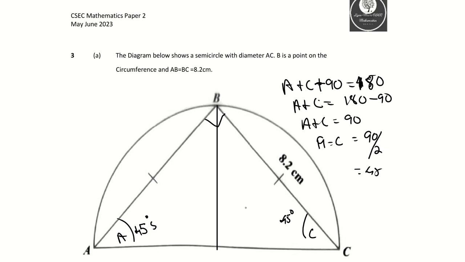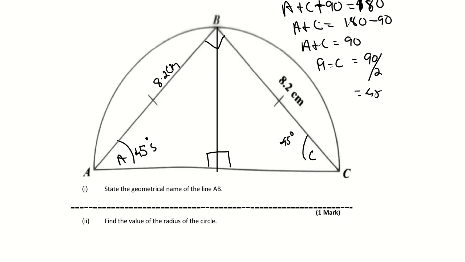We know if it intersects there, this is 90 degrees and this is 90 degrees. They said the circumference AB, this is 8.2 centimeters. So I just did everything from reading that. State the geometrical name of AB. Because it is from one side of the circle to the other, not going through the center, immediately your mind is supposed to go: this is a chord.